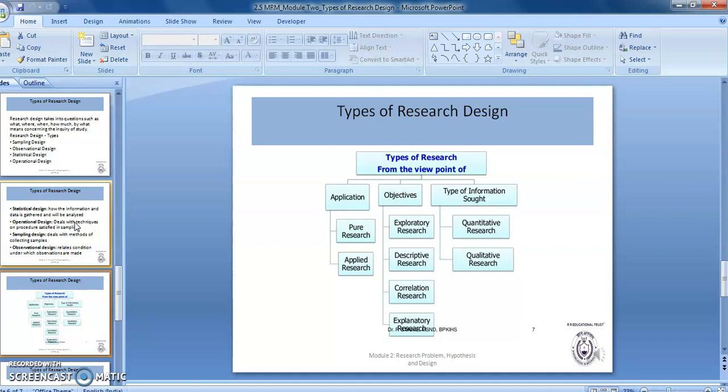Next comes the applied research. Applied research is you are trying to find a solution or an idea to a problem. This problem will be helpful to the society in large. As we discussed earlier, a vaccine for an ailment, for a virus, is an applied research example. Then comes objectives. What type of objectives also determine the types of research design.